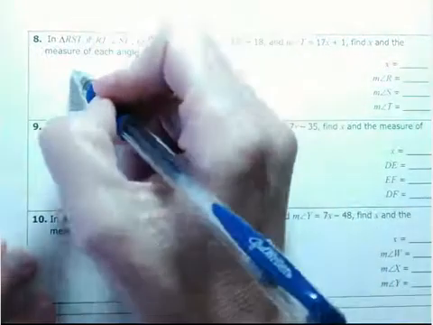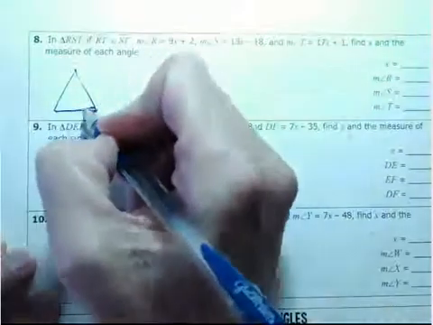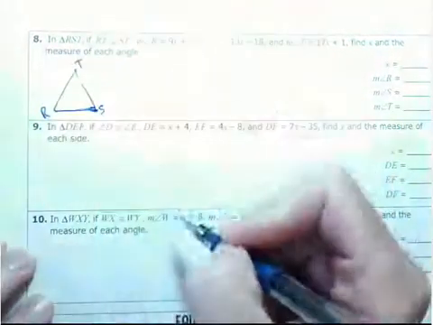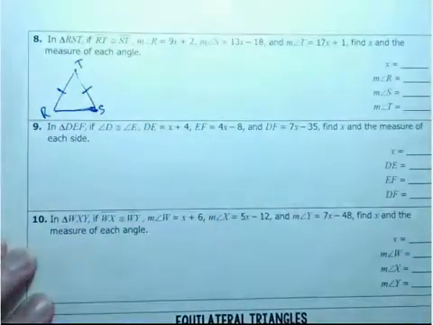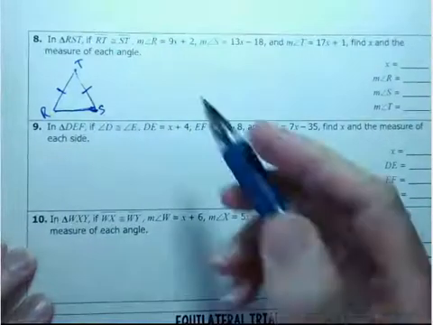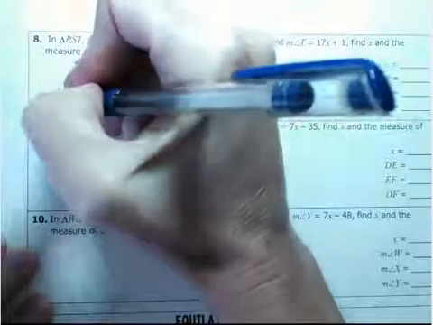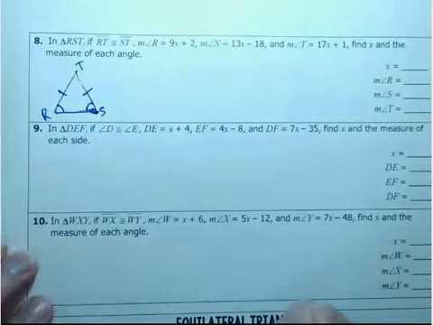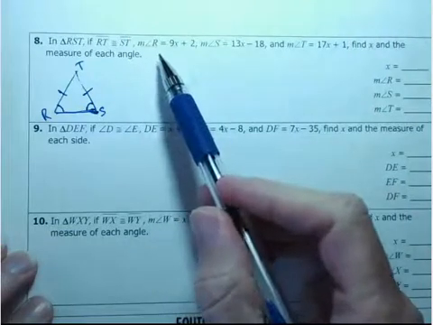So I want to start out by drawing a triangle that is RST. So I've got R, S, and T. It says that RT is congruent to ST, so I'm going to mark those as being congruent. And if I know that those two sides are congruent, then I know that angle R and angle S are also congruent.